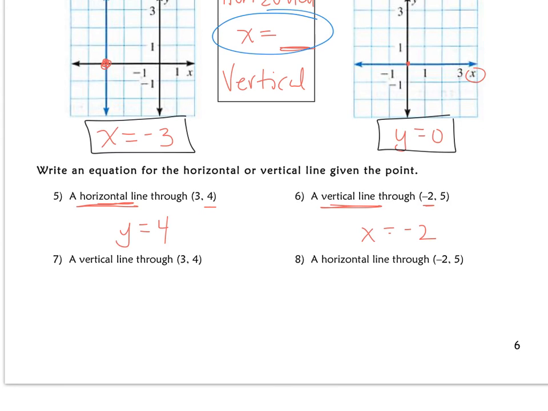Again, number 7 has a vertical line. I'm going to use the x value, so x equals 3. And then the last one, a horizontal line through -2, 5. Since it's a horizontal line, it's of the form y equals, so I'm going to use the y value, and it's y equals 5. So that's how we write the equations for our horizontal and vertical lines.